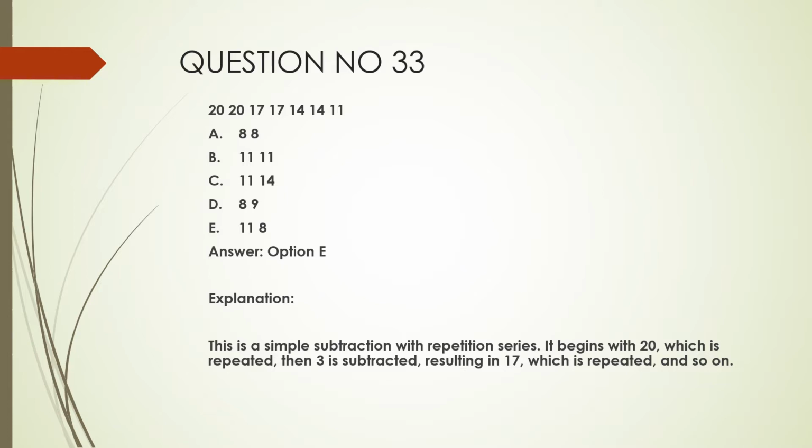Next question. 20, 20, 17, 17, 14, 14. And next letters are so easy. The numbers are repeating. So next letter will be 11, and there's a difference of 3 between these numbers. So 11 minus 3 will give you the last letter also. So the answer is E, 11 and 8.